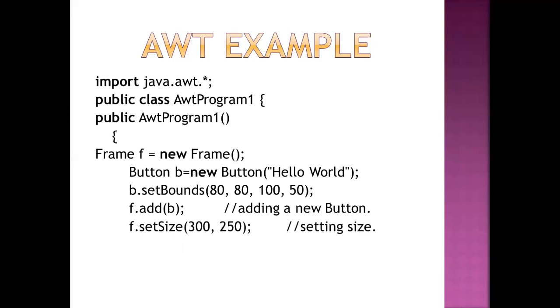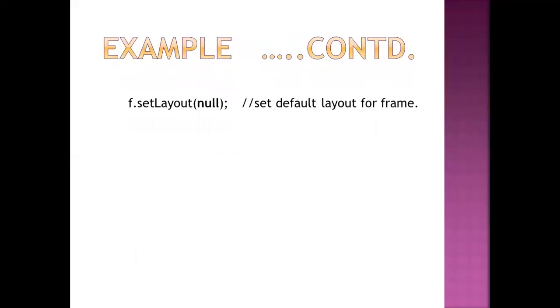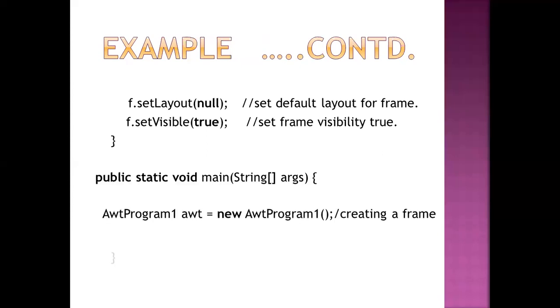Now I give the size for the frame using the setSize method. Now I give a title for my frame, which is Java T Point. The next thing I need to do is set the layout. I give it the default layout for the frame, and then I have to make the frame visible. By default, the frame will not be visible. You have to use the setVisible method to make the frame visible. All this code goes into the constructor. Now I write my main method wherein I create the object for the class. So this object of AWT will create the frame.